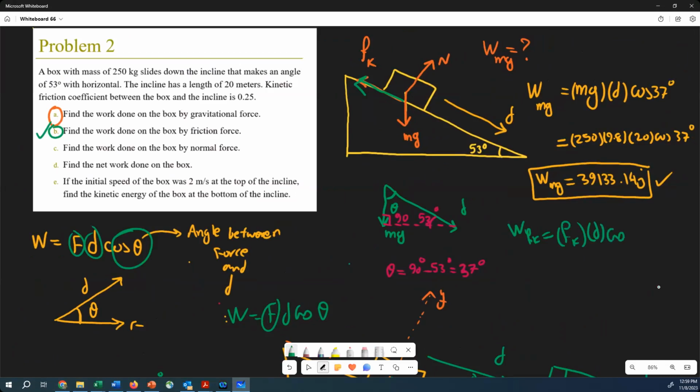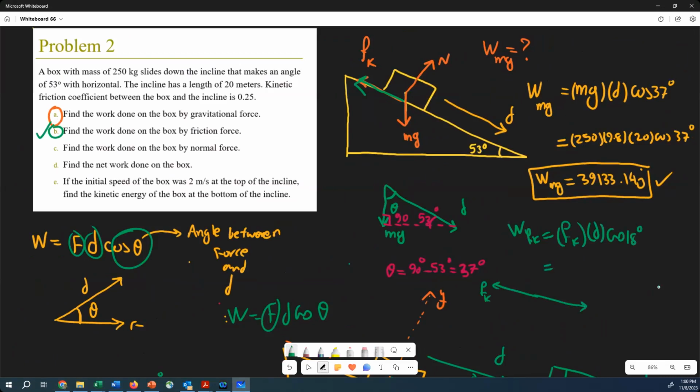FK is this way. The D is this way. What is the angle between FK and D? You see, they are in opposite directions, yes? 180. 180. So, and then that's it.